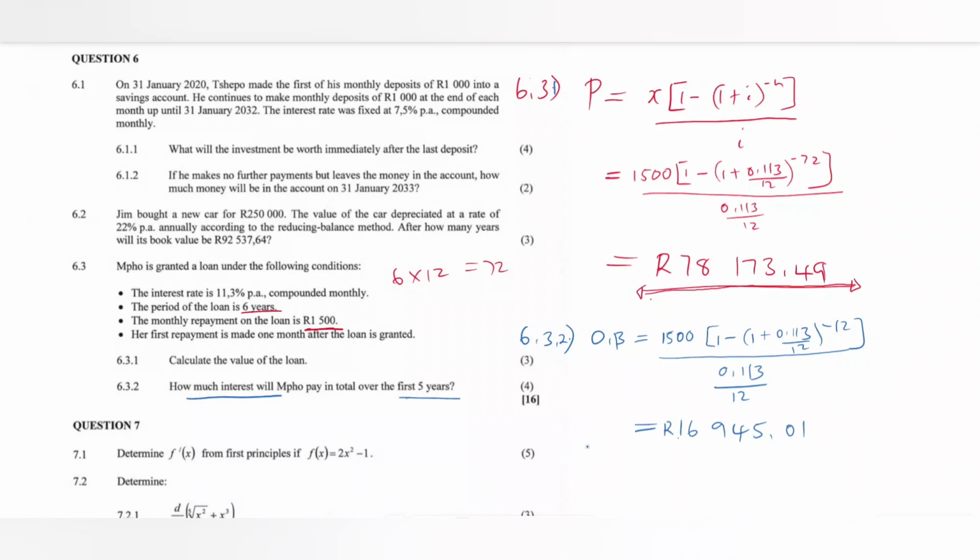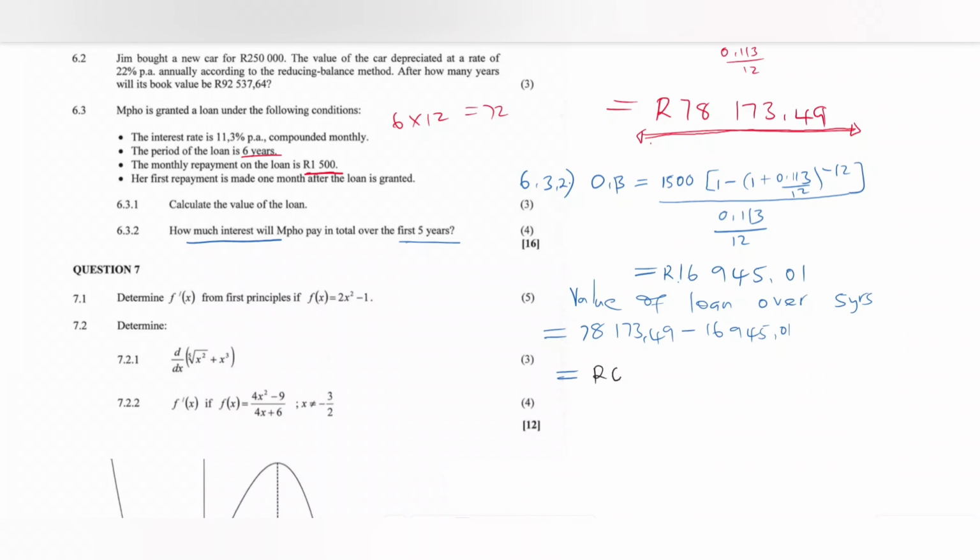So now let's see the value of the loan over 5 years. So value of loan over 5 years. This is going to be equal to 78,173.49, which is the total value of the loan, minus 16,945.01. This gives us 61,228.48. Then after getting this one, this is the value of the loan over 5 years now.